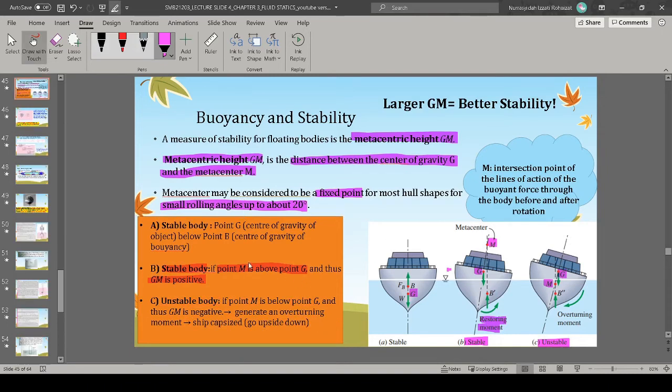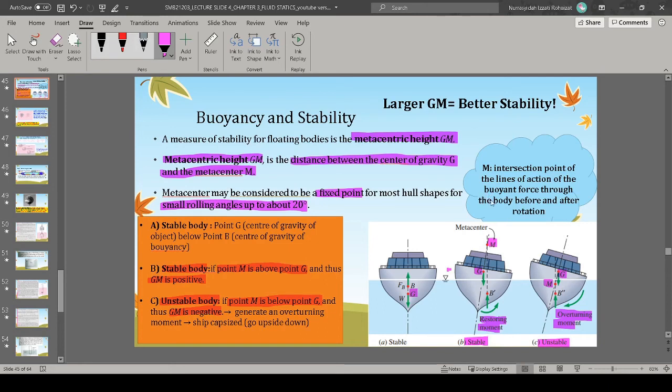For unstable case or unstable body, as we see in case C, this is unstable because our point M is below point G. So M, instead of located high above like in this case, is located between point G and B. This means our GM, or the metacentric height, is negative. This will generate an overturning moment that will cause the ship to capsize or turn upside down.